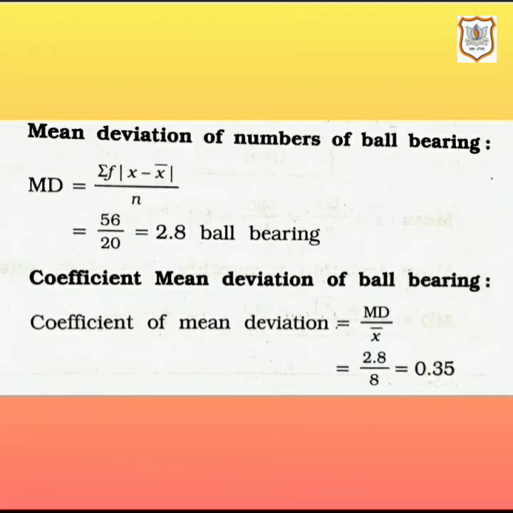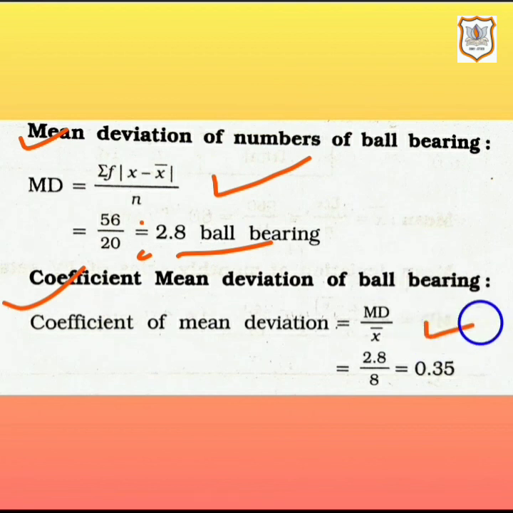In this sum, we have to find both mean deviation and coefficient of mean deviation. And the formula for mean deviation is sigma f absolute x minus x bar upon n, that is 56 upon 20. That gives you 2.8 ball bearing. Now coefficient of mean deviation of ball bearing, and the formula is MD upon x bar. Here MD, you can see it is 2.8, and x bar that we have already taken out, that was 8, that is mean. x bar means mean. So 2.8 divided by 8, that gives you 0.35. So we have done this sum. We have taken out mean deviation and coefficient of mean deviation.